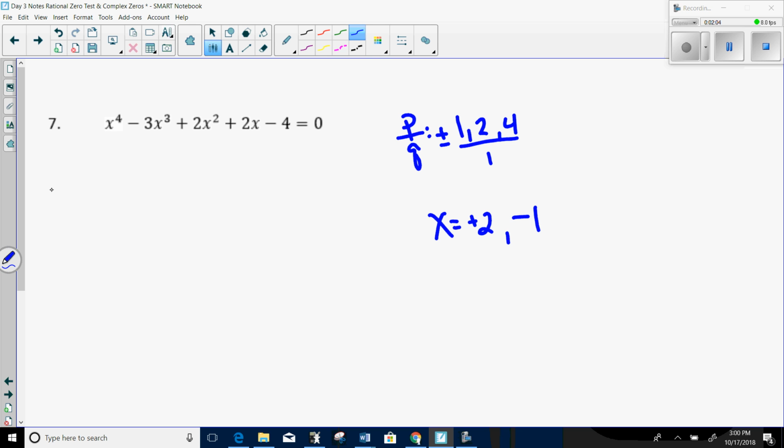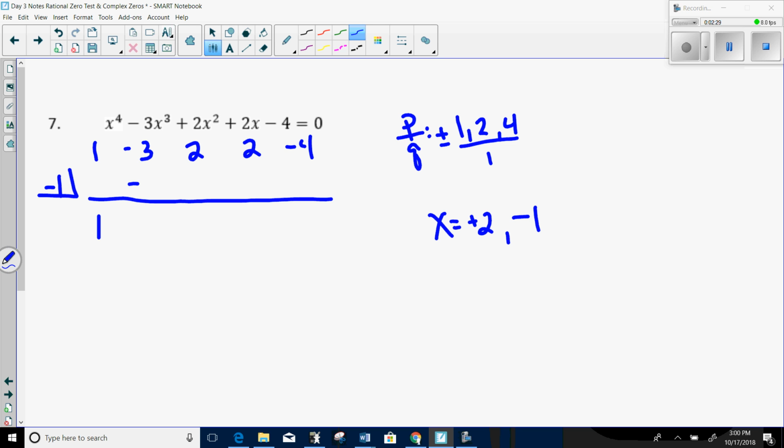So we're going to do synthetic division with -1. So we take 1, -3, 2, 2, and -4. Now, I chose -1. You could have chosen 2 the same, and you'd get the same result whenever we are finished. The reason why is because that's a 0. So we do synthetic division. We drop the 1 down.